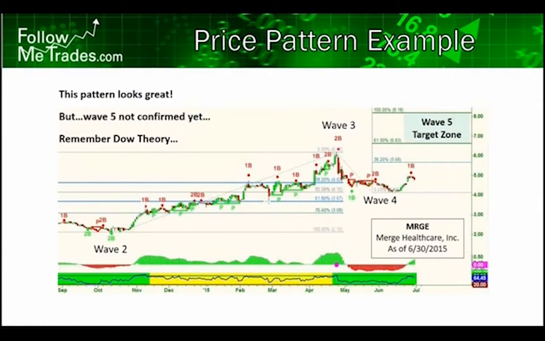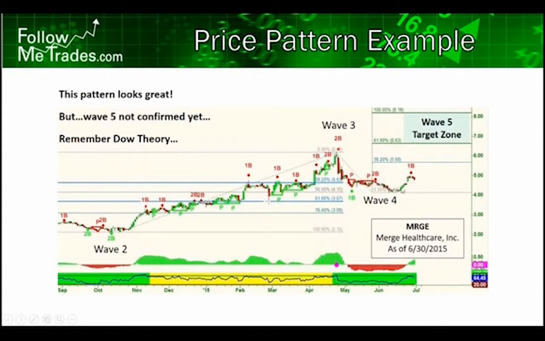So here I've got my analysis on this. This is Merge Healthcare. That's my example that I found back in this time frame, right? So I label my Elliott waves. There's a 2, there's a 3, there's a 4, and I'm using my Fibonacci extension tools to project a wave 5 target zone. So it's 61.8% up to 100% extension. In this case, 663 to 818. Okay, that's pretty good. And this is not ready to trade yet, right?